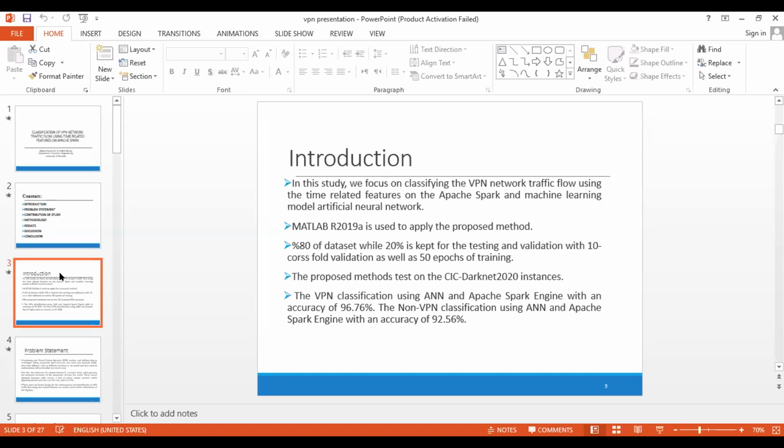The proposed system is trained on 80% of the dataset, while 20% is kept for testing and validation, with 10-fold cross validation as well as 15 epochs of training.